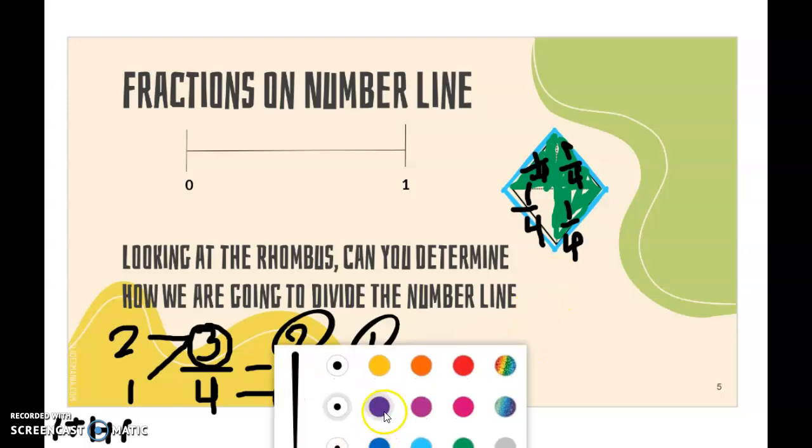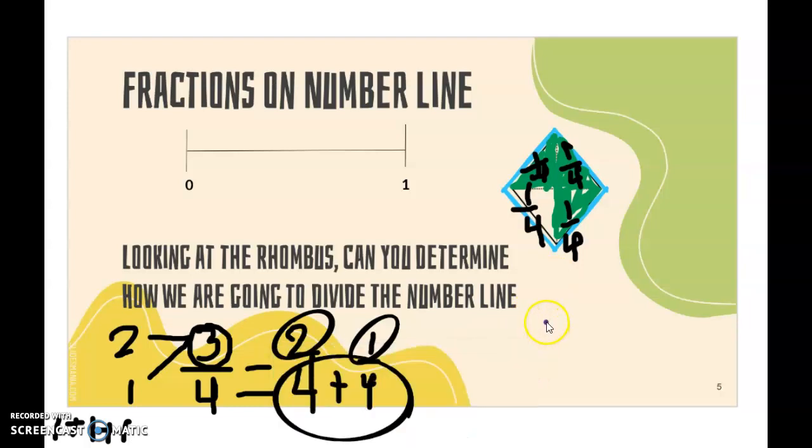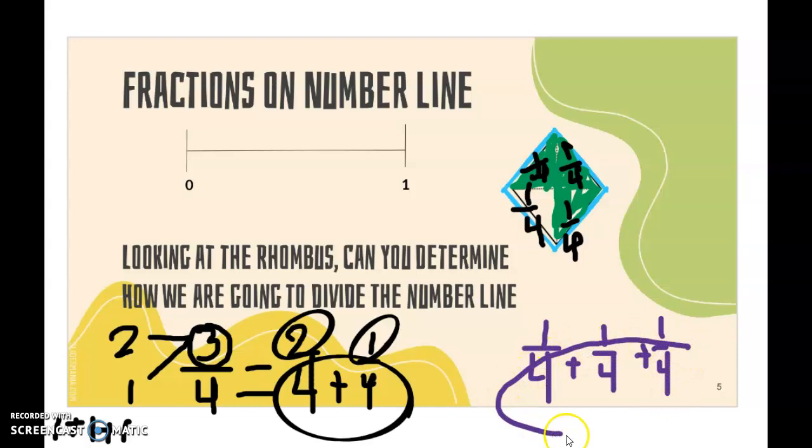So I can decompose 3/4 into 1/4 plus 1/4 plus 1/4. And again, since my denominators are alike, I do not add them. That does not change. The only thing that has to be added is my numerators. 1 plus 1 plus 1 gives me 3/4.